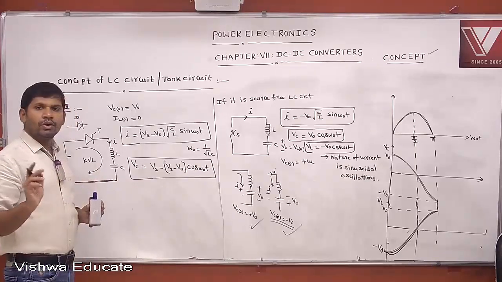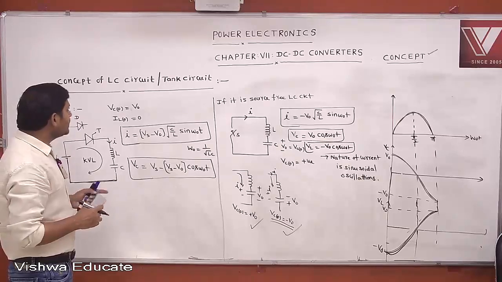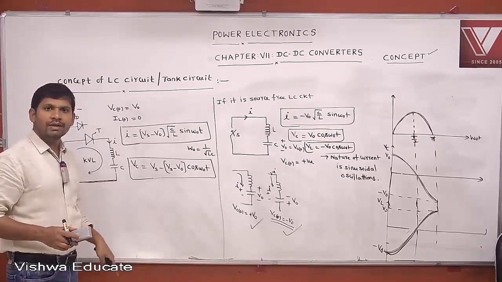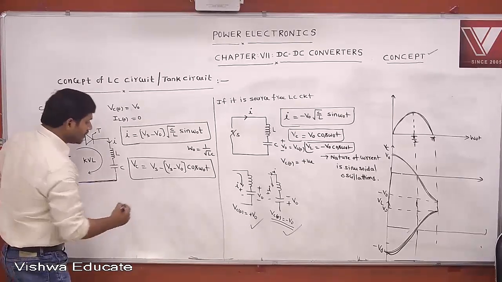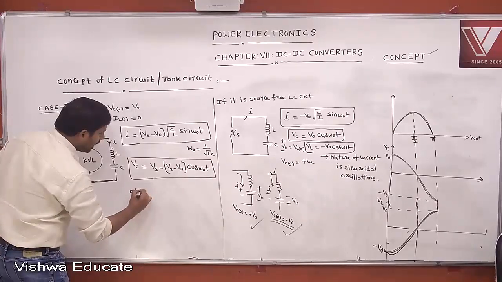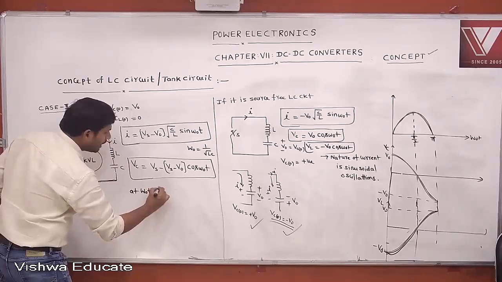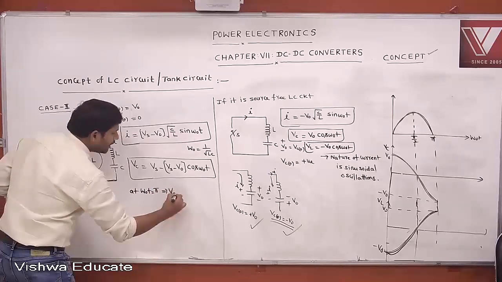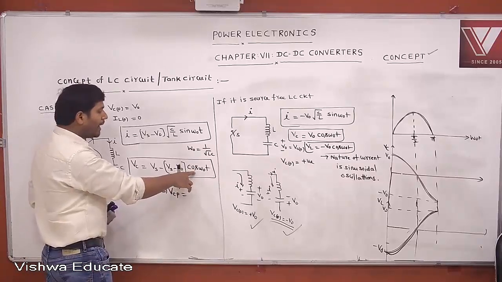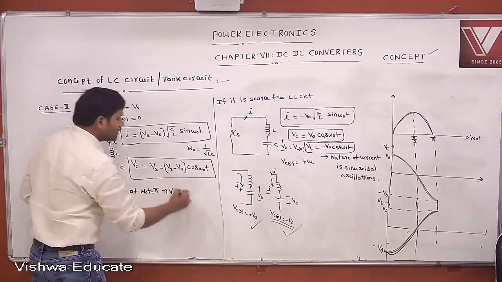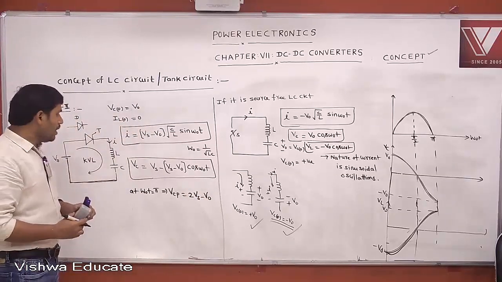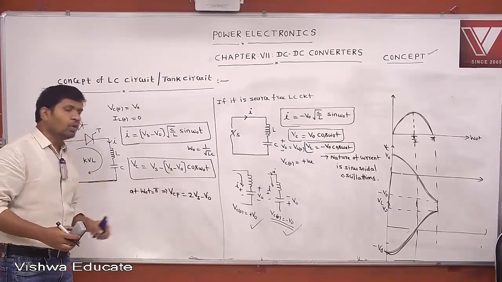Case 1 is we don't have any initial voltage across the capacitor. If there is an initial voltage across the capacitor, then Vc equal to Vs minus V0. We know that the capacitor charges to a maximum voltage at omega naught t equal to pi. What is the peak voltage across the capacitor? Cos pi is minus 1. Minus into minus is plus. That is what you get, 2 Vs minus V0.